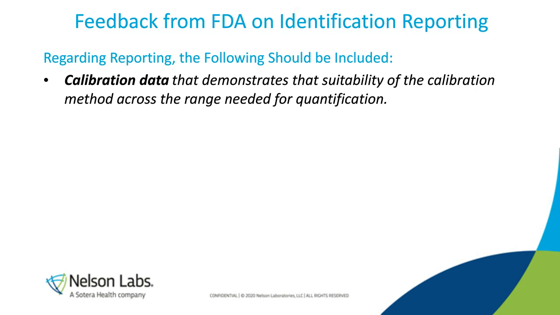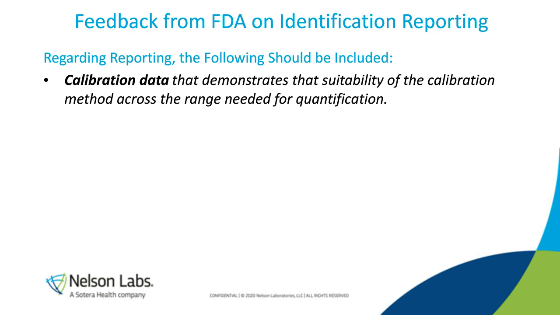Then there's also feedback on what sort of information should be included in the reporting, and that's what I want to talk about here. When they talk about what should be included in the report, and I know this first bullet is a little more about quantification that we'll talk about in a second, they say that when reporting this, you should have calibration data that demonstrates the suitability of the calibration method across the range.